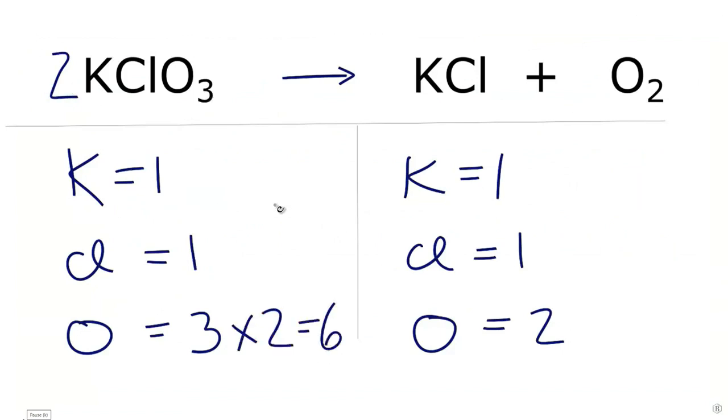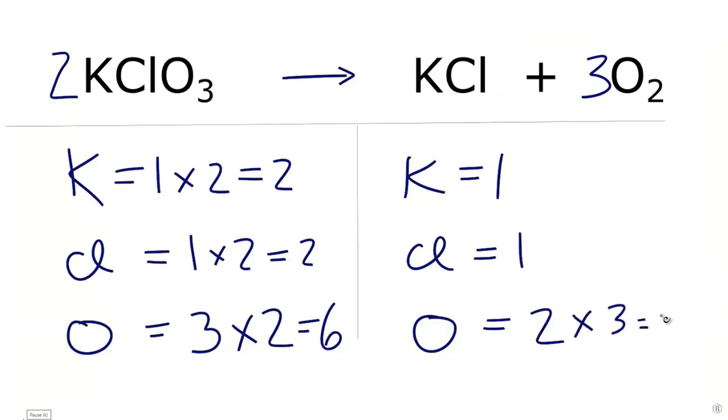So I have 6 oxygens now. I do need to update the chlorines. I have 1 times 2, that equals 2. Potassium, 1 times the 2, and that equals 2. Over here on the product side now, I can fix the oxygens. I need 6. I just need to multiply 2 times 3. So I'll put my 3 here, and 2 times 3 equals 6. And now my oxygens are the same. So that solves that problem for us.